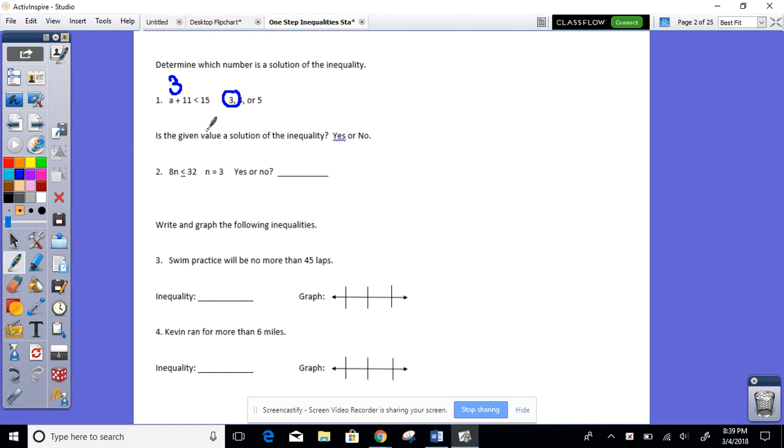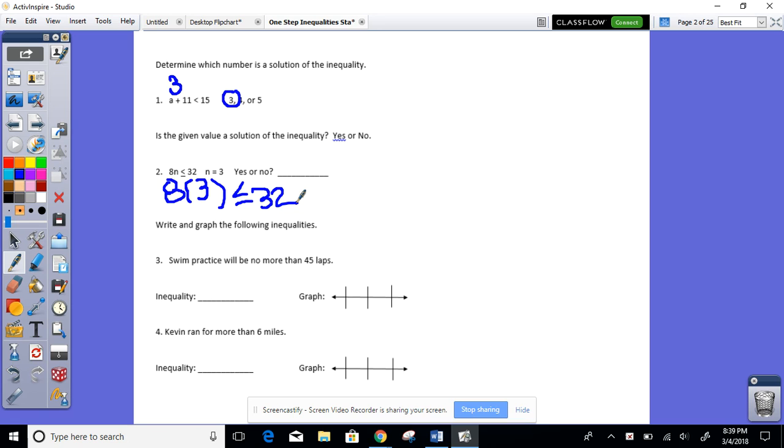The next one, it says, is the given value a solution of the inequality, yes or no? Okay, if we look at 8n is less than or equal to 32 and n is 3, what do we do? We plug it in. So this is not 83, this is 8 times 3. So that's going to be 8 times 3 is less than or equal to 32. So we could have an equal to value in here, okay? So let's think about our multiples of 8.